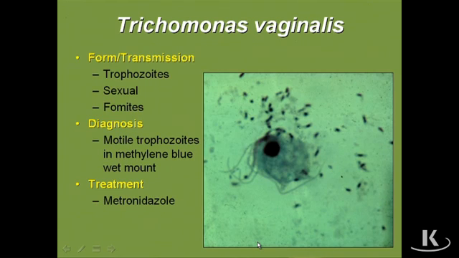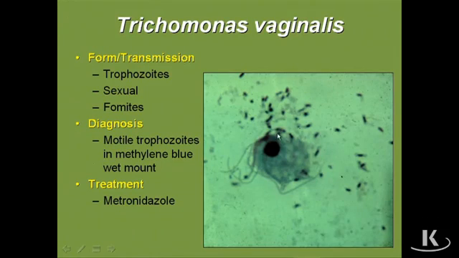Now, how is it transmitted? It's transmitted sexually, but what should scare you is this third bullet point, fomites. What's a fomite? It's an inanimate object, not person to person. So if you share a towel with somebody that has Trichomonas, you can get Trichomonas. So in that particular instance, you have to be pretty careful.